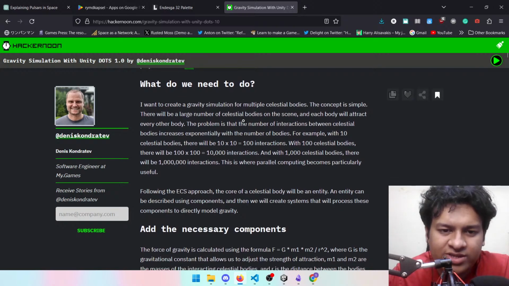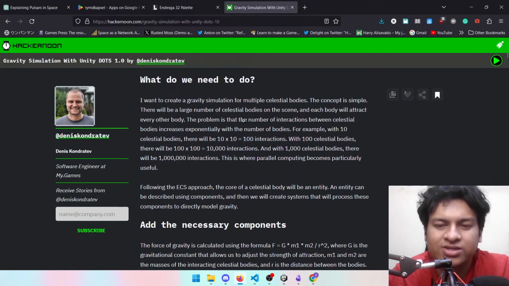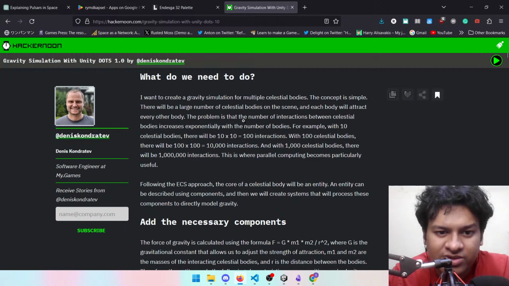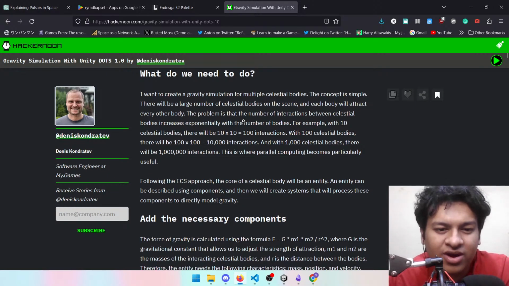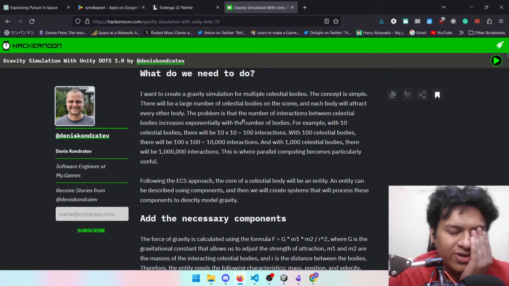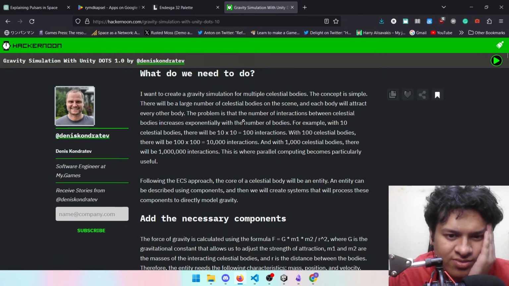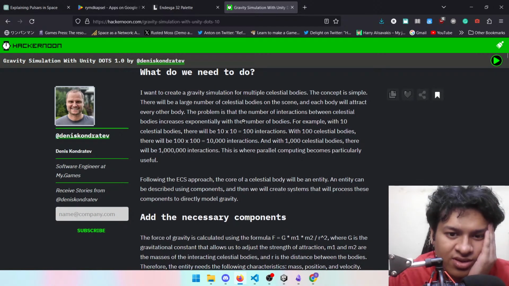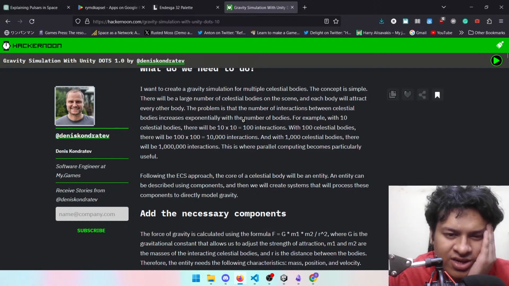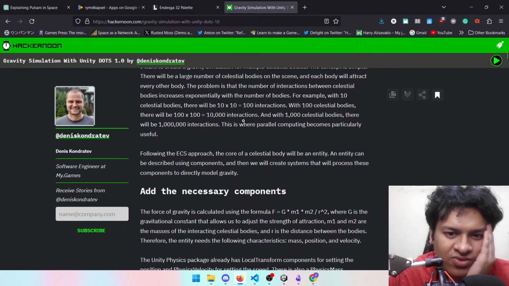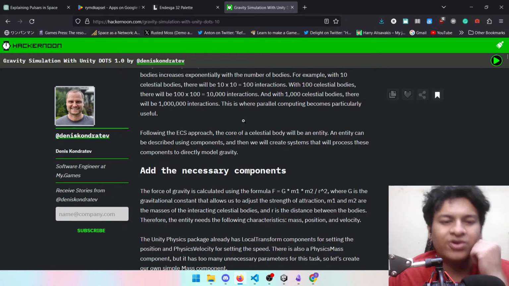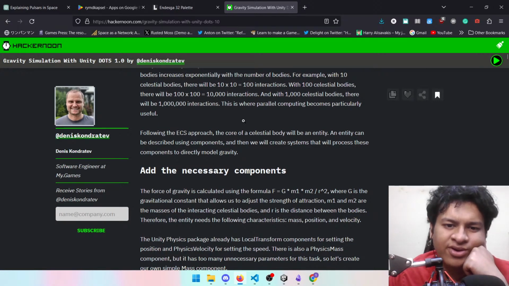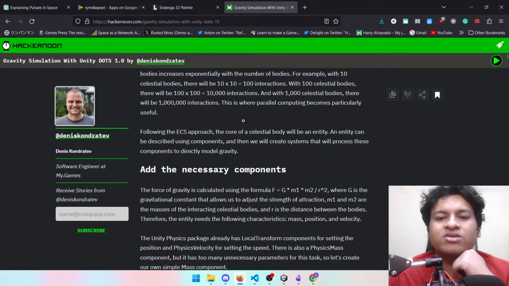I want to create a gravity simulation for multiple celestial bodies. The concept is simple. There will be a large number of celestial bodies on the scene, and each body will attract every other body. I could change that to only a few, but why not everything? It increases exponentially with the number of bodies. 10 celestial bodies, 100 interactions. With 100 celestial bodies, there will be 100 x 100, 10,000 interactions.